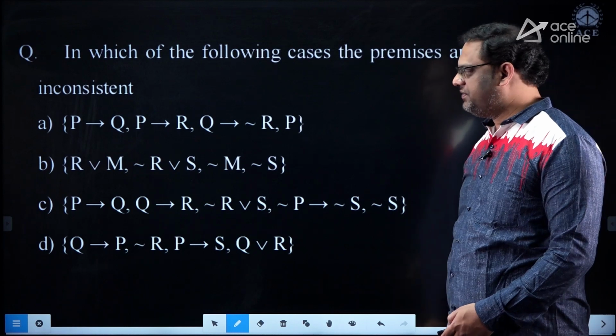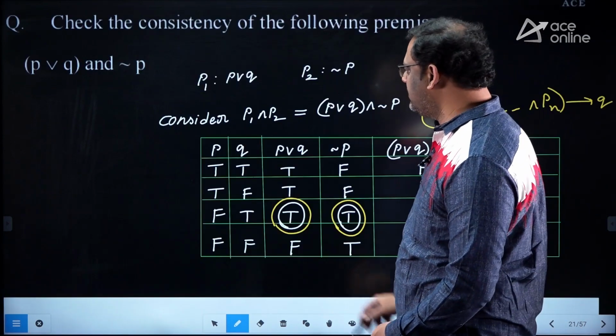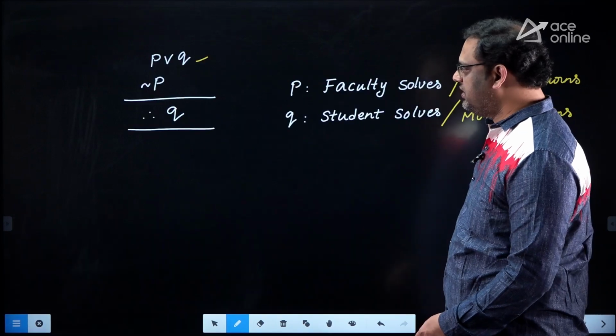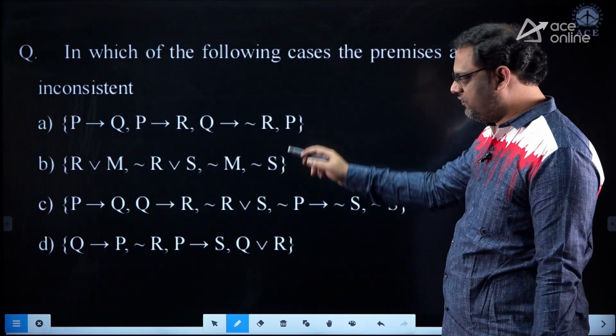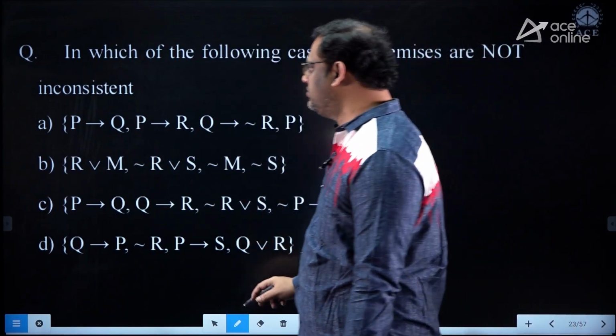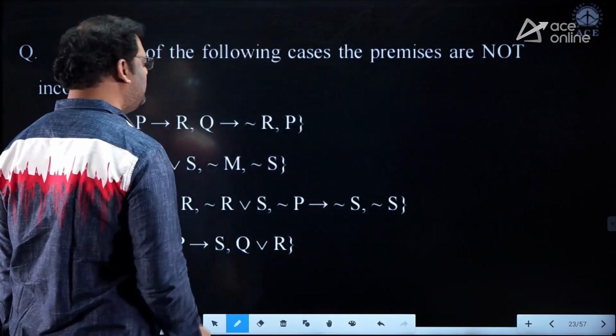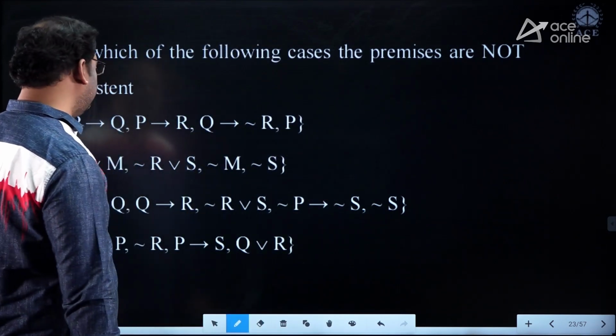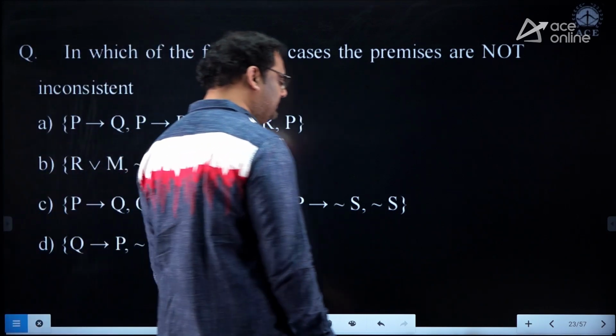Coming to the GATE exam, they don't ask simply one question like this. They don't ask this much simple question. They can give four options and ask you which of the following sets of premises are consistent and which are not consistent, like this. Okay.